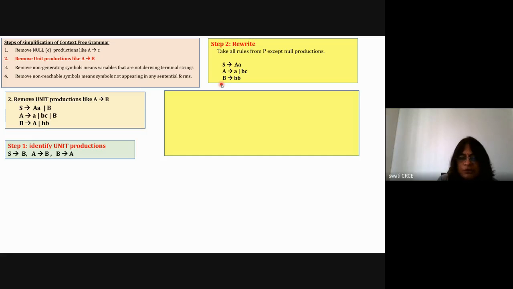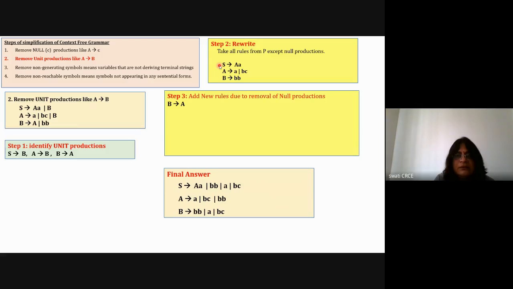Take the first unit production rule. I'm suggesting that for solving this particular problem, you start from the last variable and then go up. Like take B first, if there is any unit production for B, then A, and then S, so that there is no confusion. Okay, so I'll take B is equal to A. Now for B is equal to A, B is nothing but A. So I'll say that B is equal to small a capital BC also. So I've written down whatever is there in A as a B.